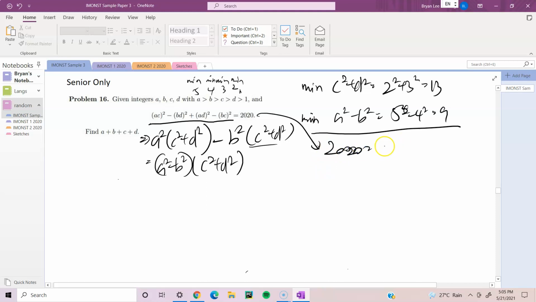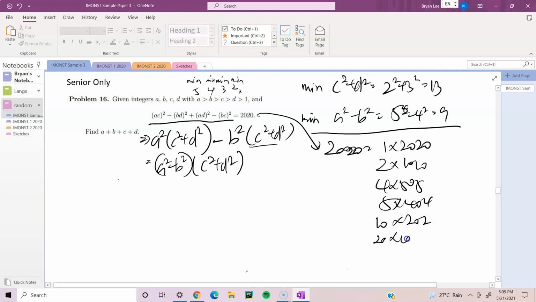Okay, so if you want to break up 2020 into 2 divisors, so 2020 equals something times something, well, we have 1 times 2020, 2 times 1010, 4 times 505, 5 times 404, 10 times 202, and then we also have 20 times 101. Okay, so as we see this, we want both of these numbers to be larger than or equal to 9.